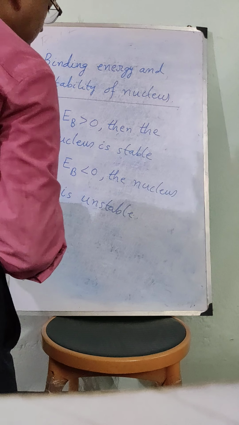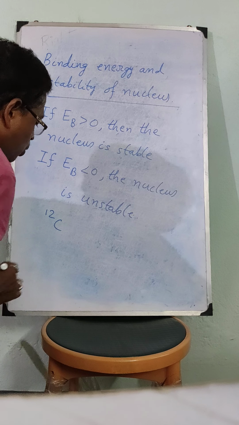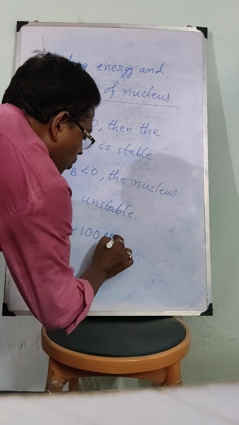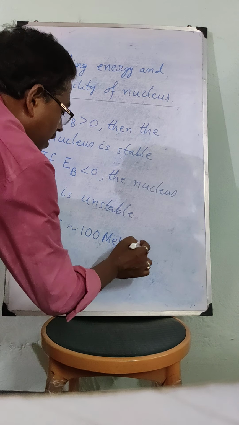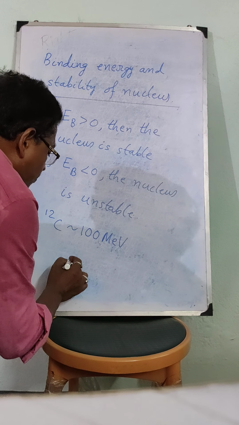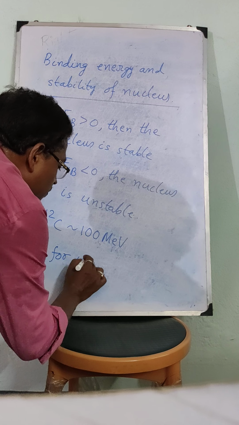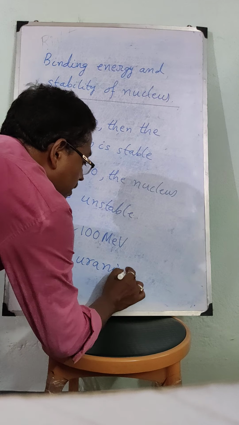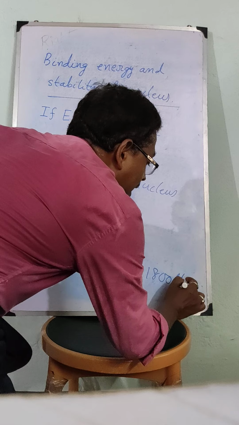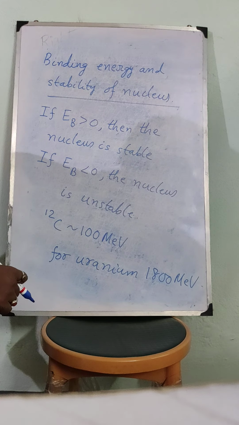Now, the binding energy ranges. Suppose I say about carbon 12, its binding energy is of the order of 100 mega electron volt, and it increases up to, say, for uranium, it is 1800 mega electron volt. So the more the binding energy, the more stable is the nucleus.